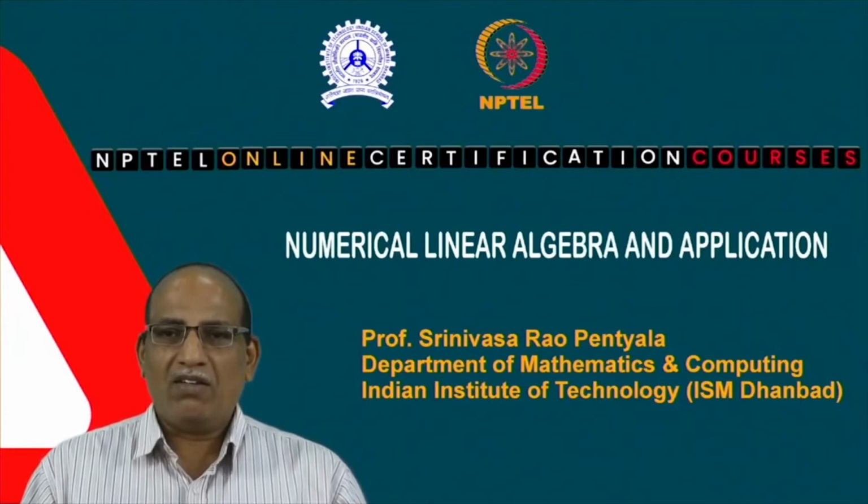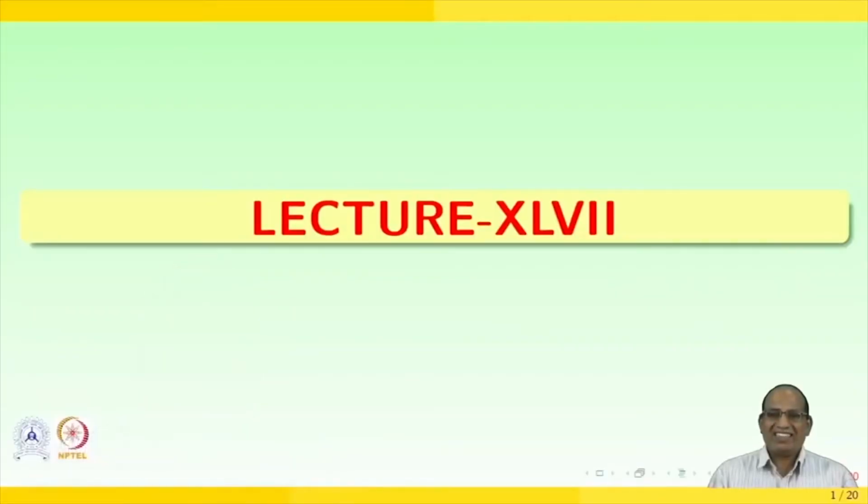Now we are going to learn the 47th lecture and 10th module of this course. Before going to the contents of this lecture, let us quickly recall what we have done in the previous lecture. In the previous lecture, we spoke about convergence of the iterative schemes. We also used a specialized criteria called conjugate gradient method.